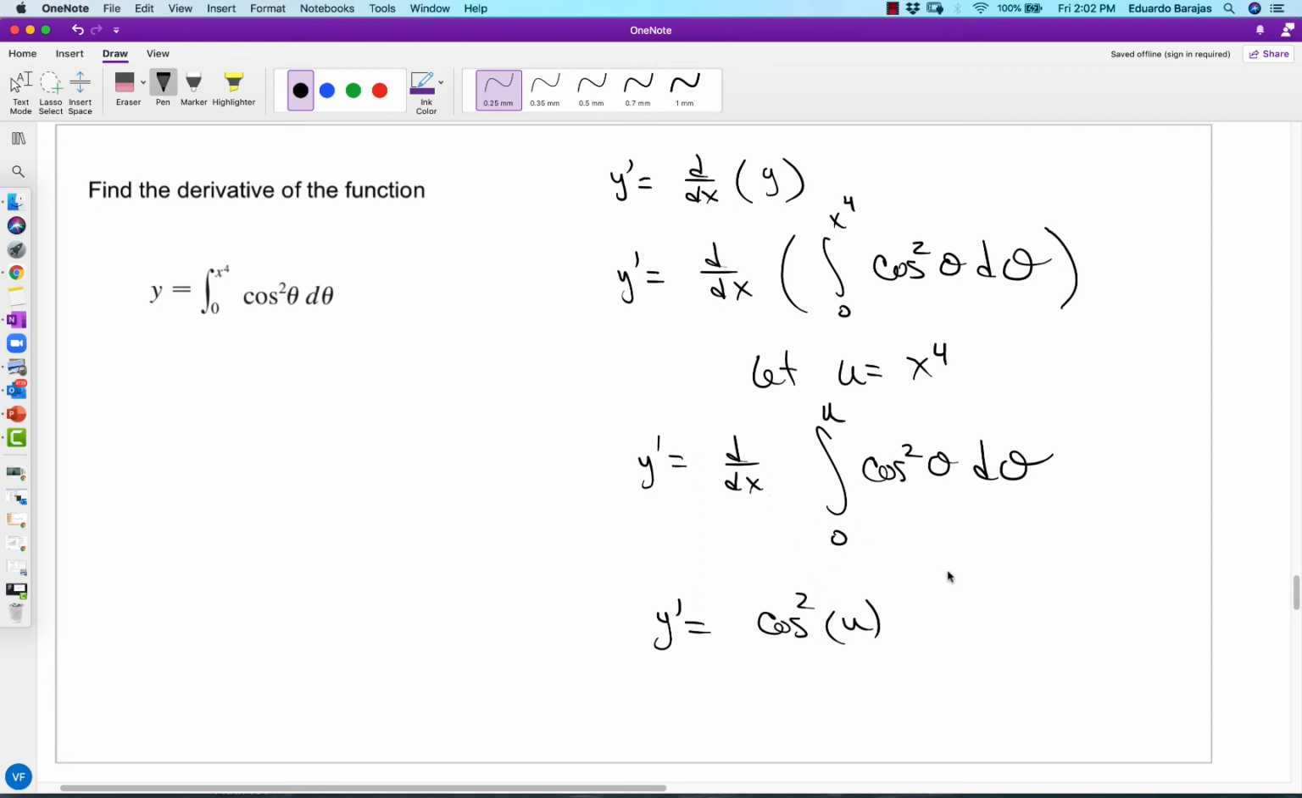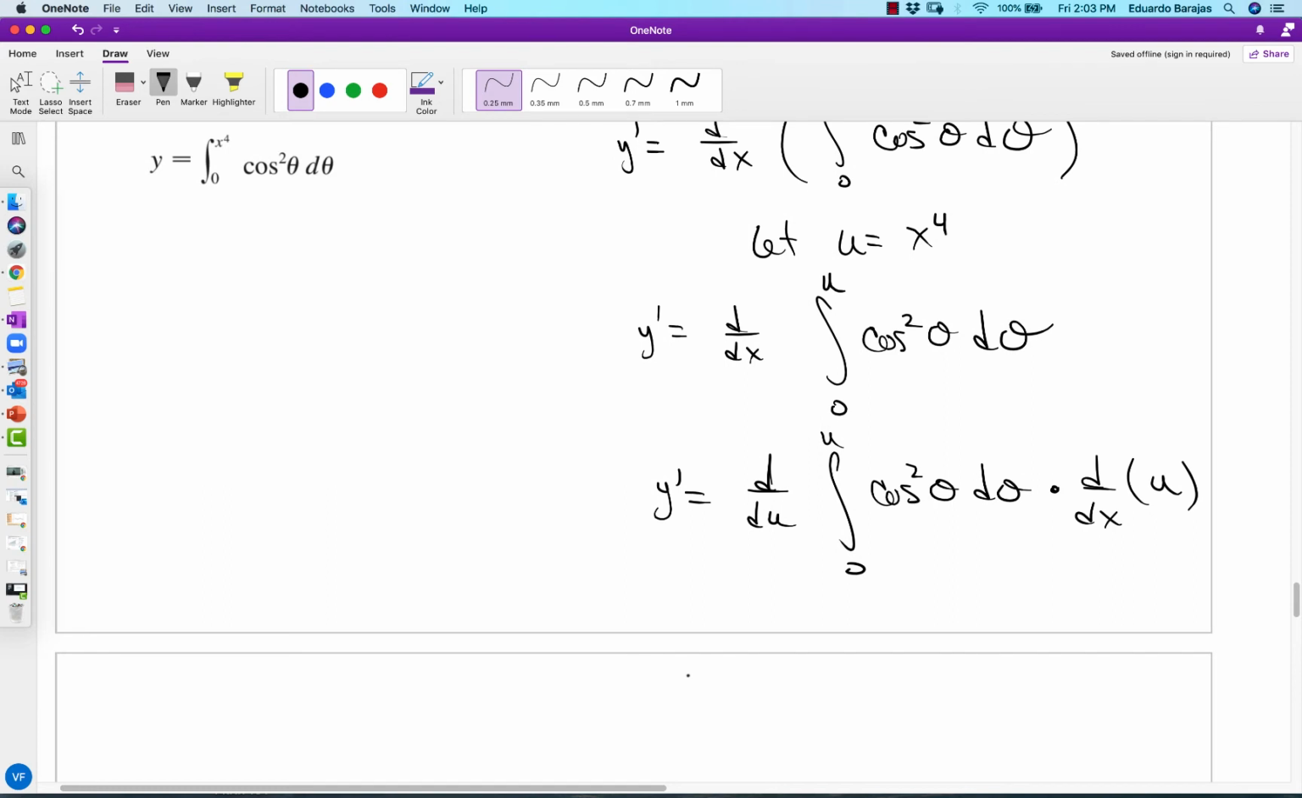Given that this is, well, you know what? Let me write one more step here. That this is equal to the derivative with respect to u of the integral from 0 to u of cosine squared theta d theta times the derivative with respect to x of u, right? That's the chain rule. So that means that y prime is going to be equal to cosine squared u times the derivative with respect to x of u, which was x to the power of 4.